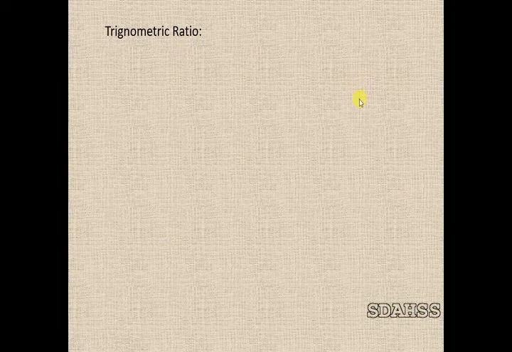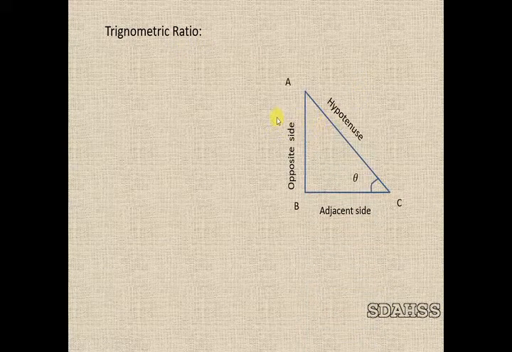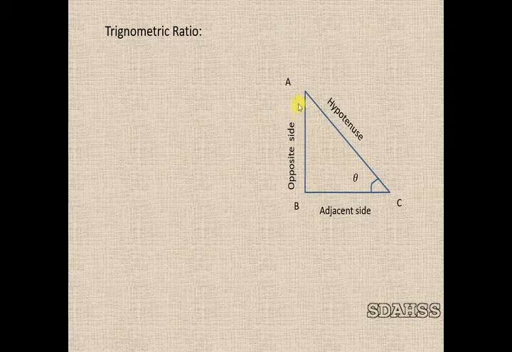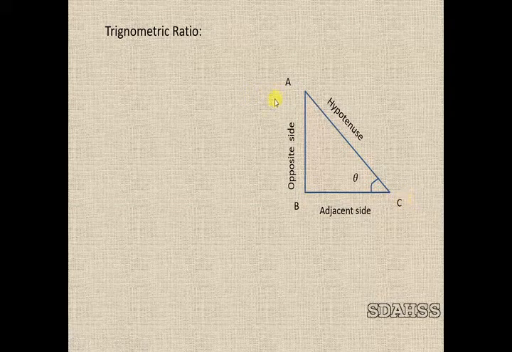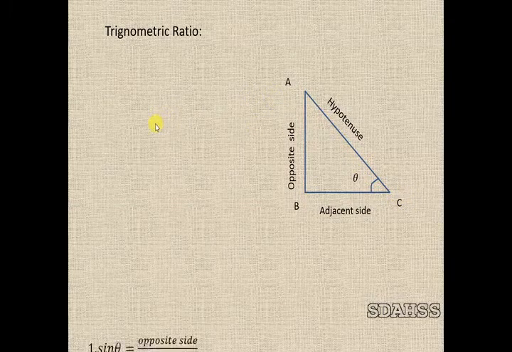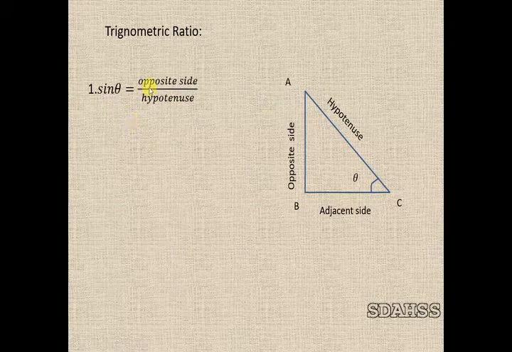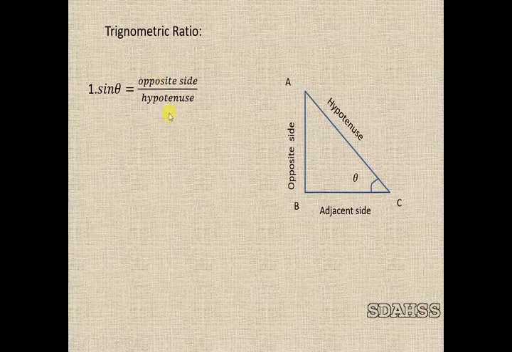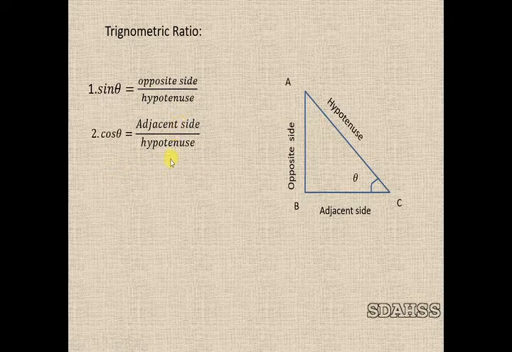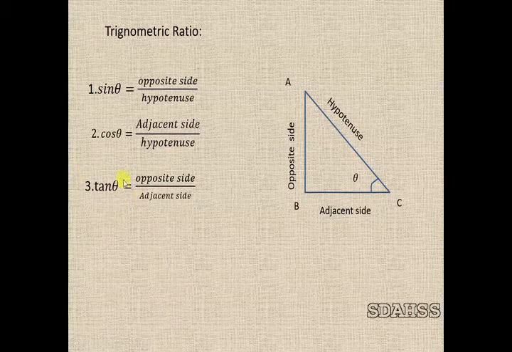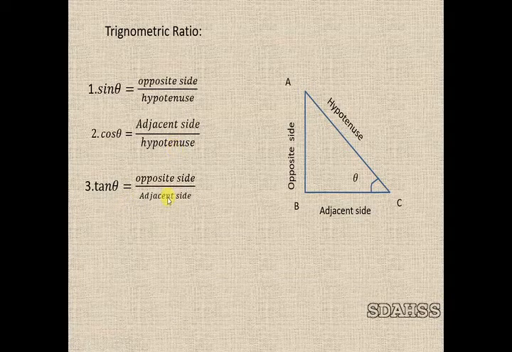Trigonometric ratios. In a right angle triangle, AB is the opposite side, BC is the adjacent side, AC is the hypotenuse side. Sin theta is equal to opposite side by hypotenuse. Cos theta is equal to adjacent side by hypotenuse. Tan theta is equal to opposite by adjacent side.